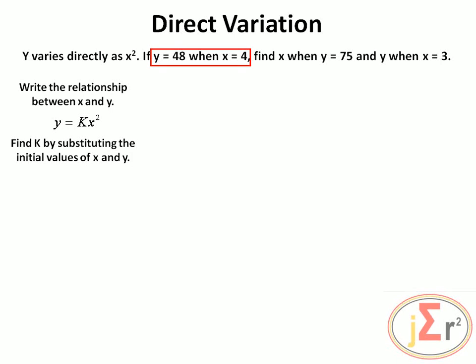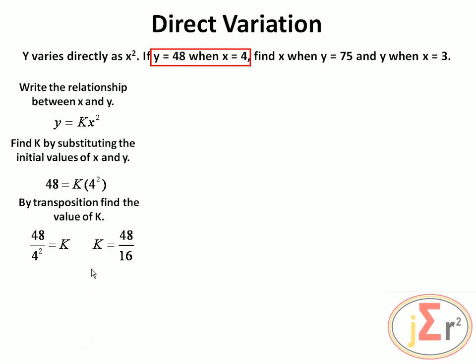Find k by substituting the initial values of x and y. So we're going to find k first, and we have initial values of x and y here. Y is equal to 48 when x is equal to 4. So y is 48 and x is equal to 4. So by transposition, what do we have? And of course, 4 squared is equal to 16. So 48 divided by 16 is equal to 3. K is equal to 3.